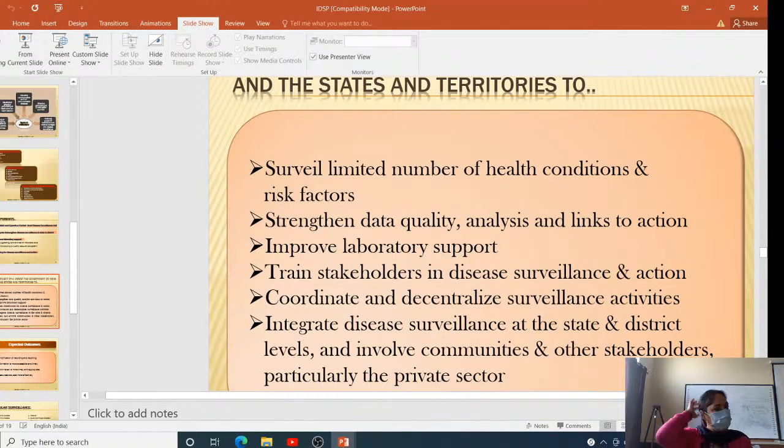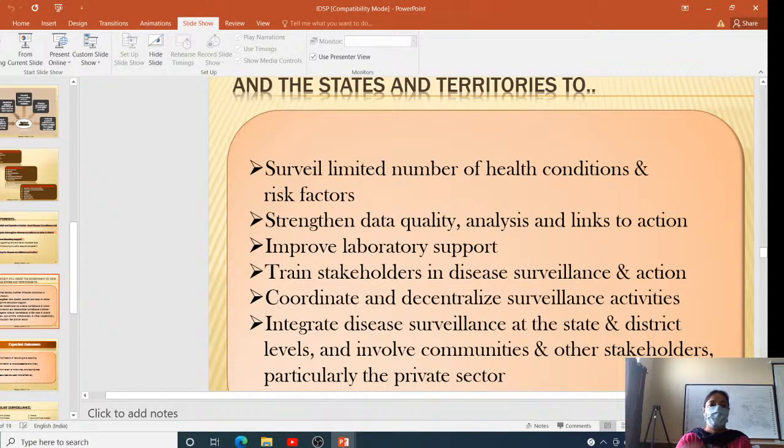So what did they tell the states? They said that you surveil a limited number of health conditions and risk factors. You have to strengthen the quality of data analysis and links to action. You have to improve lab support. You have to train the stakeholders in disease surveillance and action. You have to coordinate and decentralize various surveillance activities, as well as on one hand you have to decentralize, on the other hand you have to integrate disease surveillance at state and district levels and involve communities and stakeholders, including the private sector also.